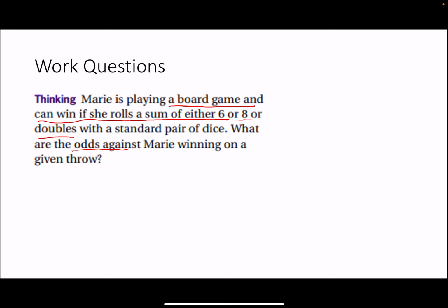So first of all, let's calculate the probability. Actually, let's not do it like that. Marie is playing a board game. Well, let's figure out all the probabilities, okay? Rolls either a sum of 6. What's the probability of rolling a 6? Well, if you do the math and you calculate it, we know there's 36 outcomes in the sample space, and it's 5 over 36 if you count it.